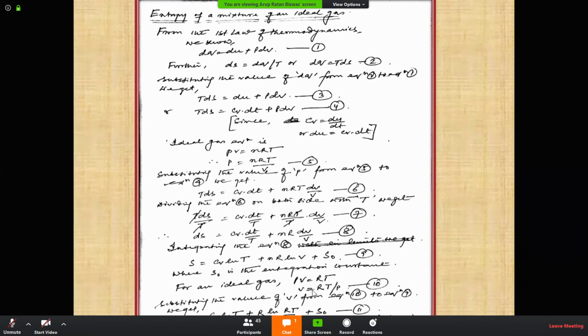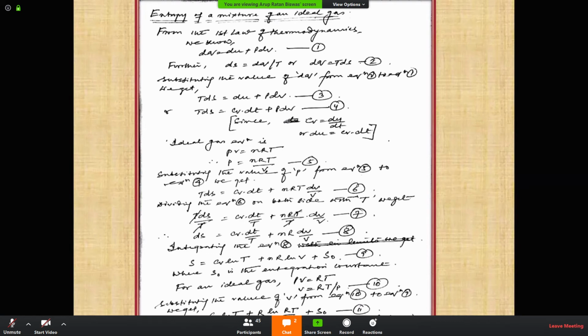Again, further, if we move from here, I have to substitute this V. So V is given by RT by P. Now follow equation number 11. We write Cv ln T plus R ln, instead of writing V, I am writing RT by P. So R ln RT by P plus S0. We consider n equals 1 for 1 mole of an ideal gas. Hence the n in equation number 8 is ruled out, because now we are considering n equals 1. Now moving to the next slide.